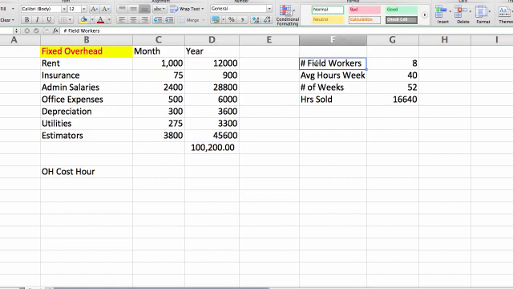So if you were to look back at your numbers for the year and the amount of time that you sold, imagine that you had 8 field workers. They worked on average a 40-hour week, or really, we don't want to deal too much with averages. Let's just say, for the sake of our example, they worked 40 hours a week, 52 weeks a year. Obviously this means you have zero seasonality. You would have sold 16,640 hours.